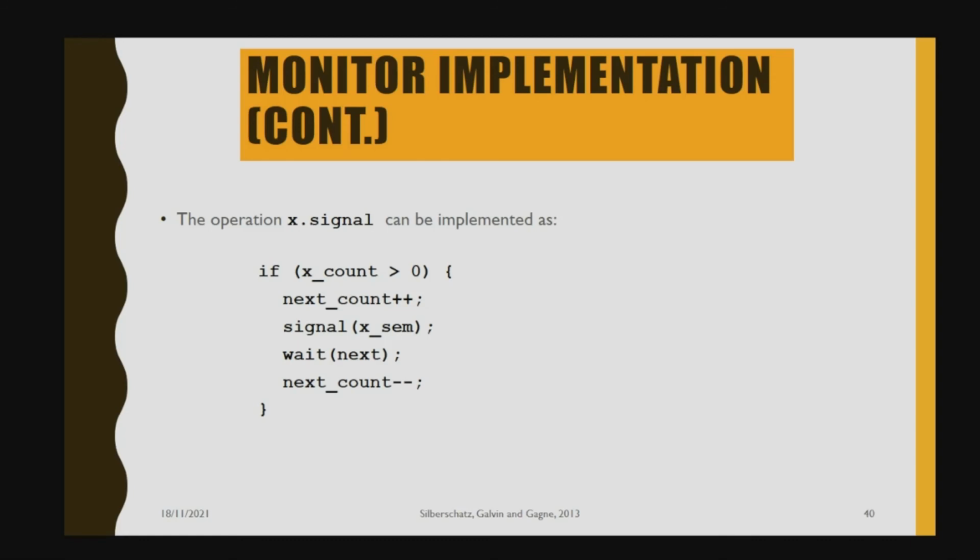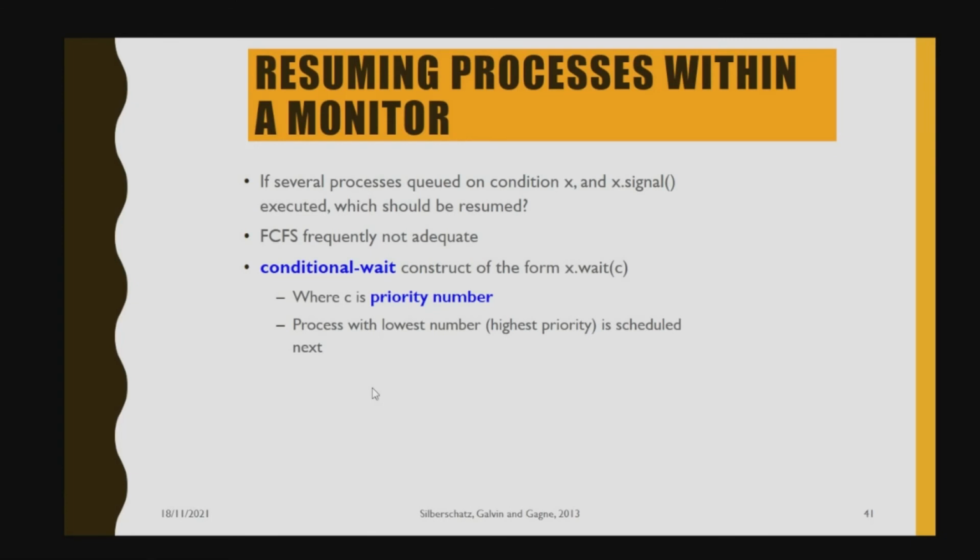Okay, the operation x.signal can be implemented as this one. If x_count is bigger than 0, then next_count++, and then signal x_sem, and then wait for next, and then next_count will be decreased. So that is the logic behind how we implement the monitor part.